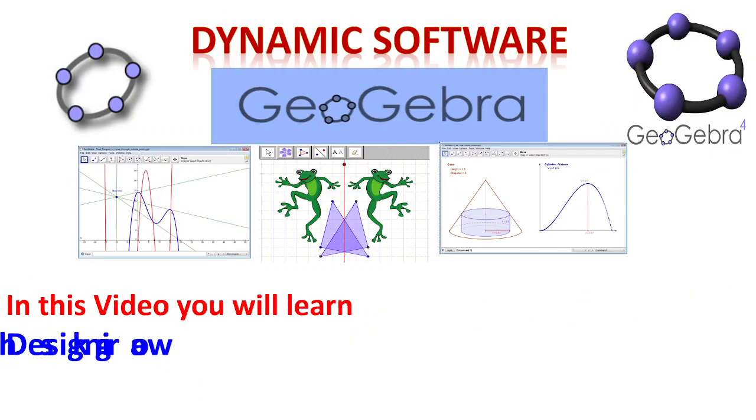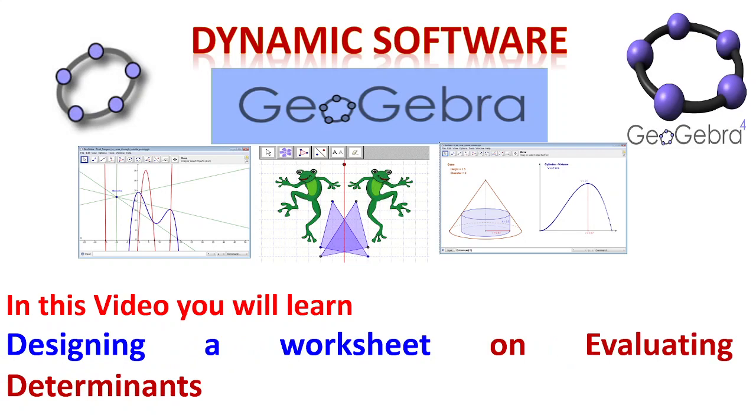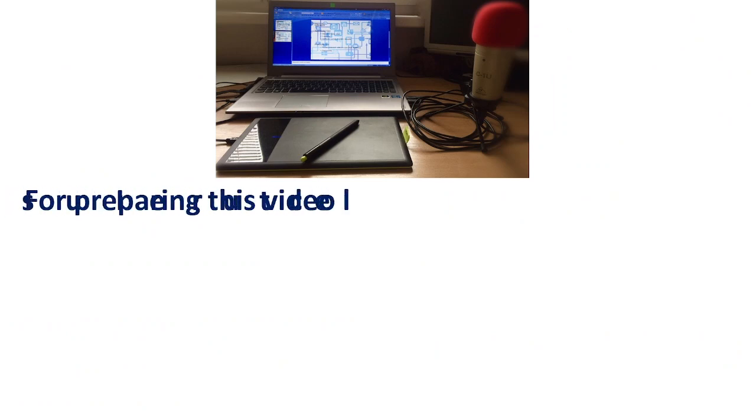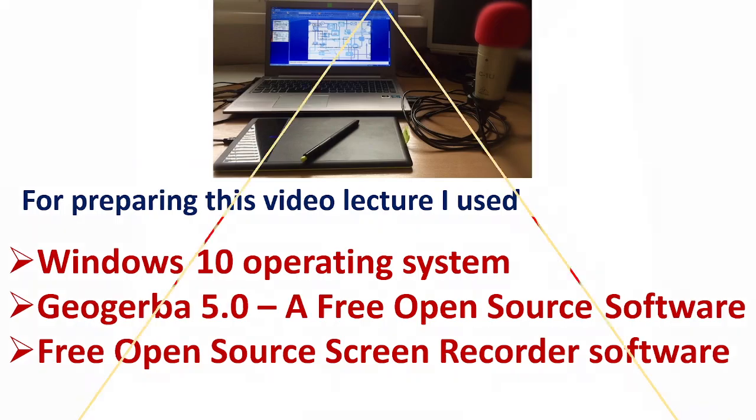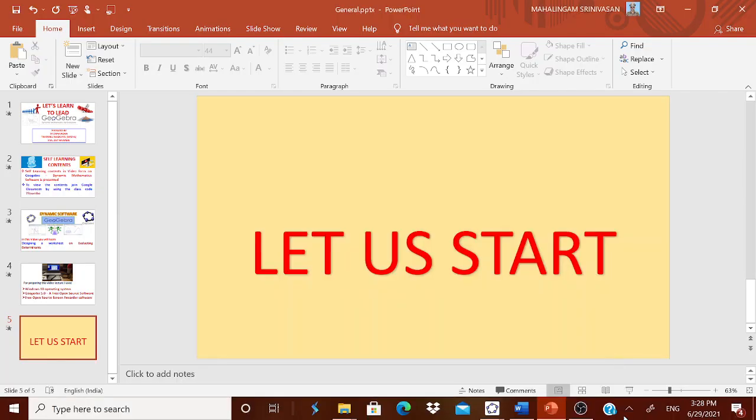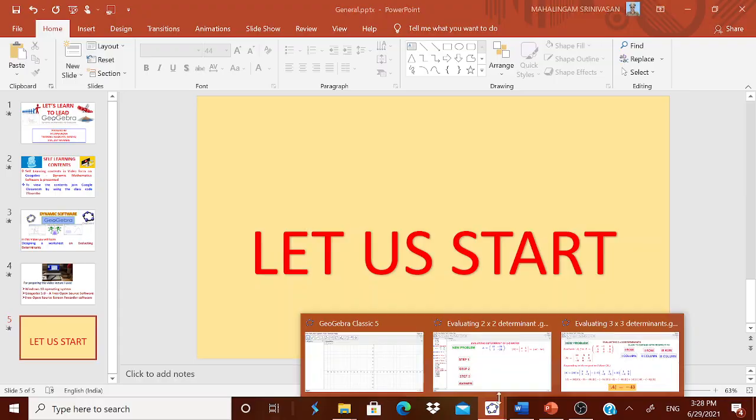In this video, you will learn designing a worksheet for evaluating determinants. We will just take only 2x2 and 3x3. For preparing this video lecture, I used Windows 10 operating system, licensed version, GeoGebra 5.0, a free open source software, and free open source screen recorder software. Let us start. Let me show you what type of worksheet we will be designing.